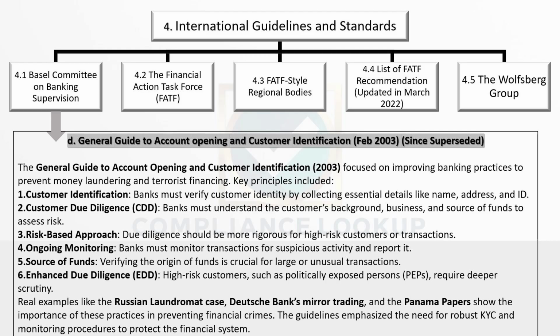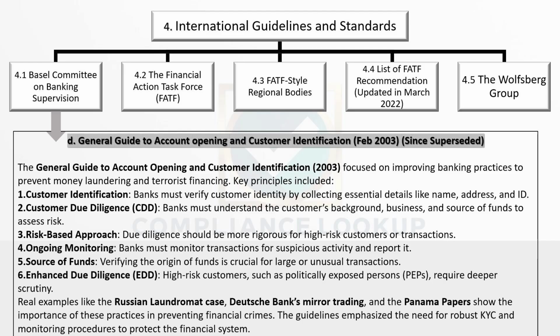Real example: in the 1MDB scandal in 2015, banks involved in the fund transfers, such as Goldman Sachs, were criticized for failing to apply EDD for high-profile individuals linked to the Malaysian government, enabling the illicit flow of funds estimated at $4.5 billion.